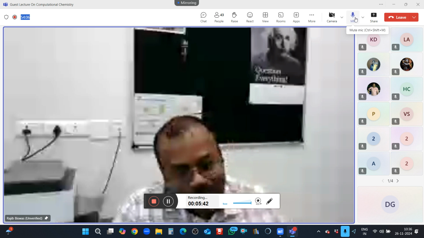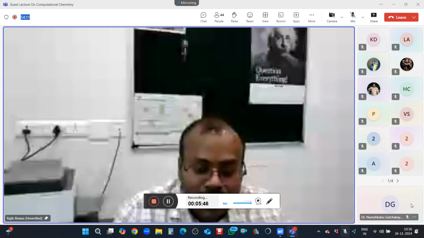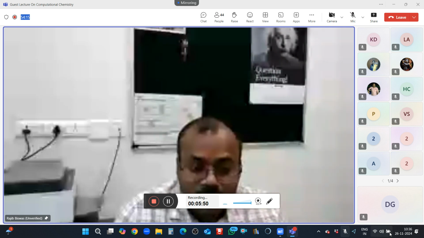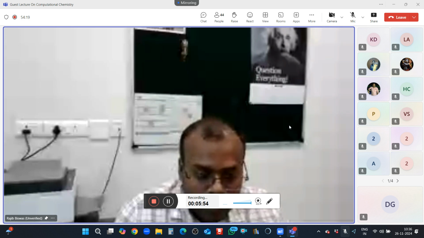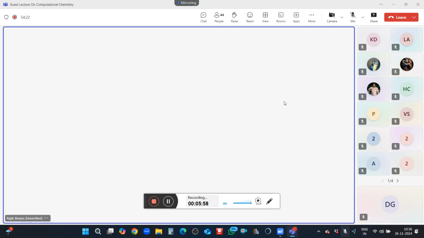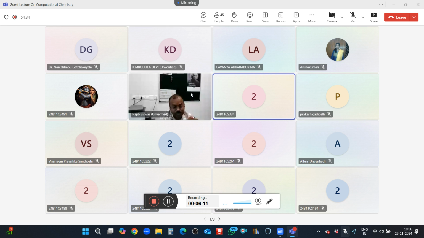So the computational chemistry has developed a lot, and it has achieved several landmark discoveries, which have been awarded the most prestigious award, the Nobel Prize. The first Nobel Prize in the computational chemistry domain was awarded to Walter Kohn and John A. Pople for the discovery of density functional theory.